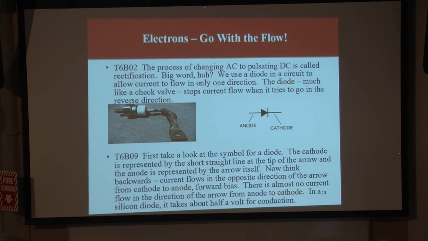First, take a look at the symbol for the diode. The cathode is represented by the short, straight line at the tip of the arrow. And the anode is represented by the arrow itself. Now think backwards. Current flows in the opposite direction of the arrow, from the cathode to the anode, forward bias. There's also no current flow in the direction of the arrow from the anode to the cathode. In a silicon diode, it takes about half a volt for conduction.